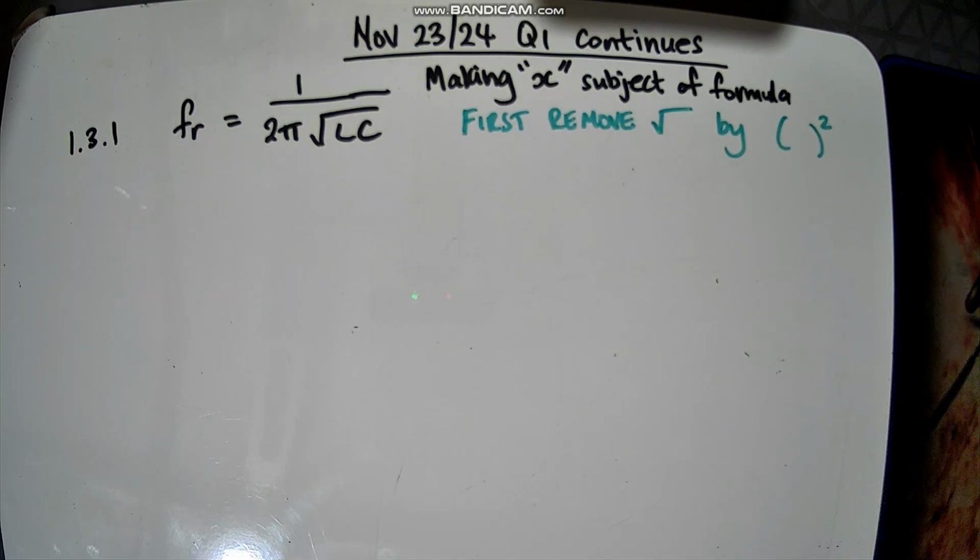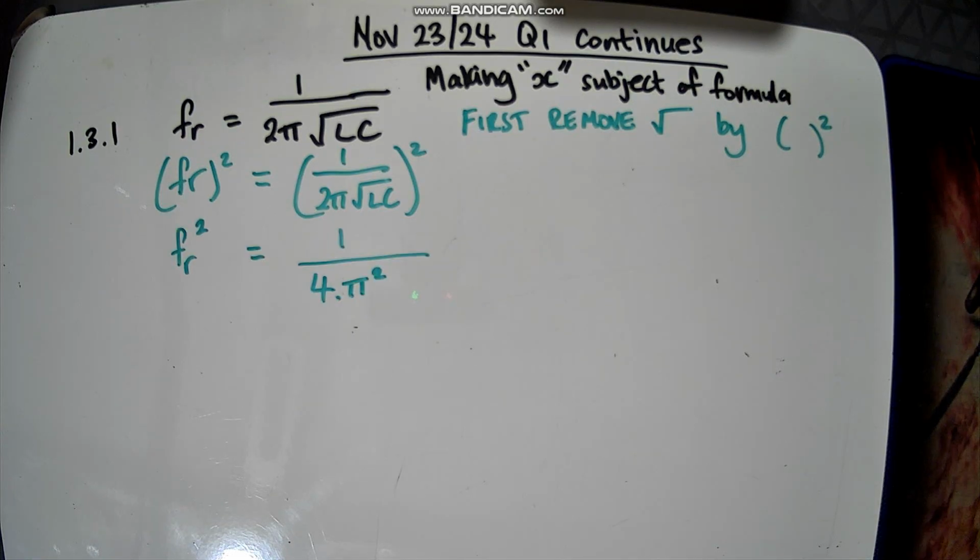So first thing I would want to do is to remove the square root by squaring both sides. Now remember, when squaring both sides, I apply the square to everything within those brackets. So do note that Fr is not two things. It means resonant frequency. It is only one thing. So in other words, that is F, if I can explain it like that. It's the frequency. So the small subscript R means the resonant frequency.